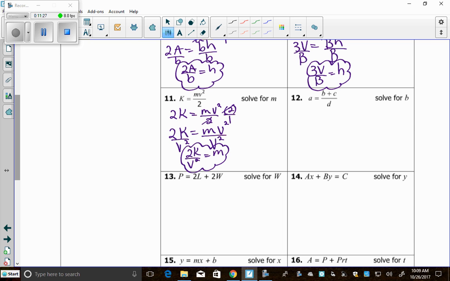12 is a little different than 11. You still have the fraction, but it's a variable, d. So I'm going to multiply each side by d. Again, this is top, bottom, they cancel. And I have dA, or AD, it doesn't matter there, equals b plus c. Now to get the b by itself, as it's asking me to do, I need to subtract c from each side. These are not like variables, so I have dA minus c equals b. That's a c. I know it looks like an e, but that's a c.